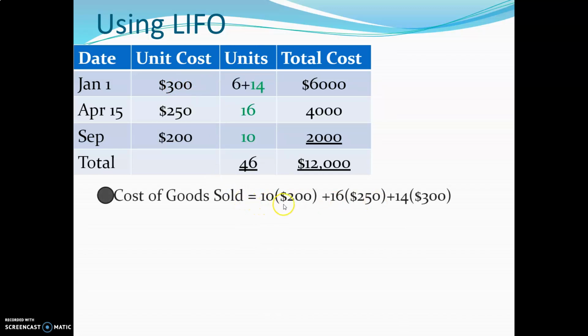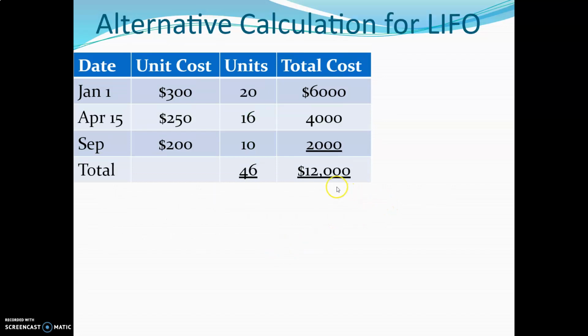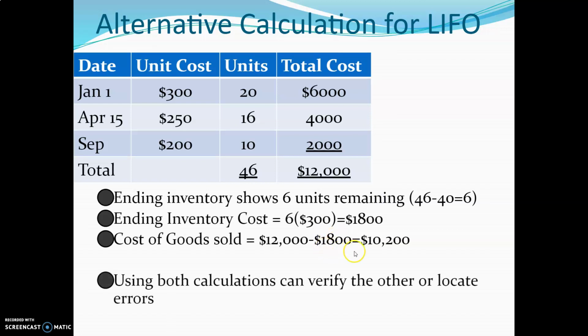Let's see here. So that's this method. The other way you could have done this is to say, okay, well, I know that I have 46. I sold 40 of them. That means I've got 6 left over. And that means, well, because we're using LIFO, that these 6 that are left over are coming from this 300 cost. So it would be 12,000 minus 6 times 300, which is 1,800. 12,000 minus 1,800 would end up giving us the same number, which is going to be 10,200. So, and here's your alternative calculation. Using both calculations, once again, can verify the other or help you locate errors.